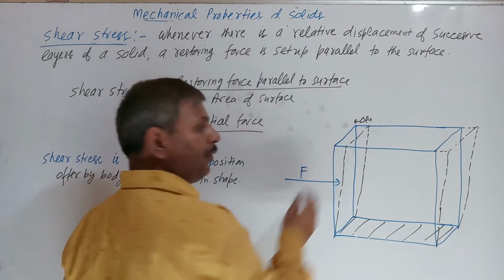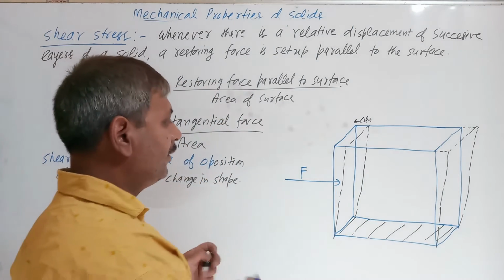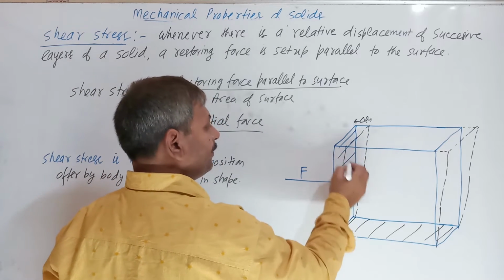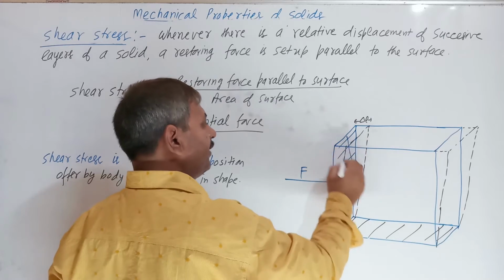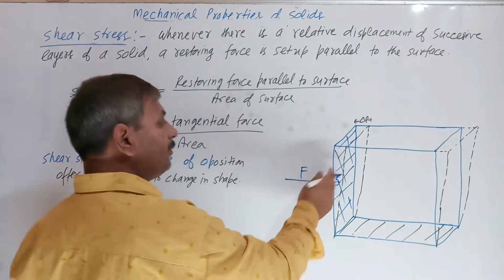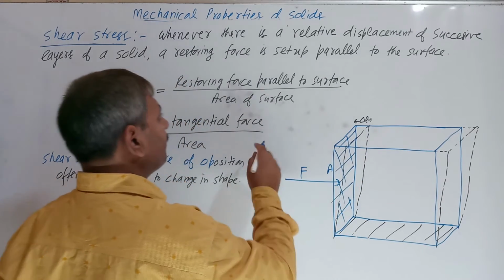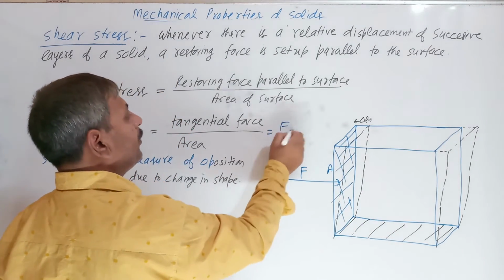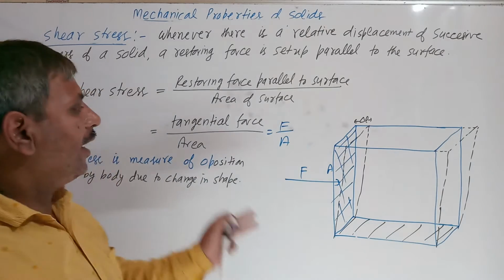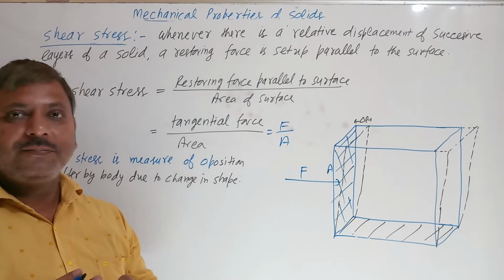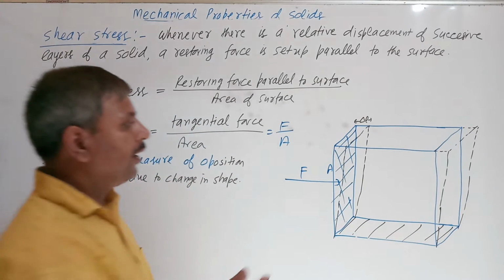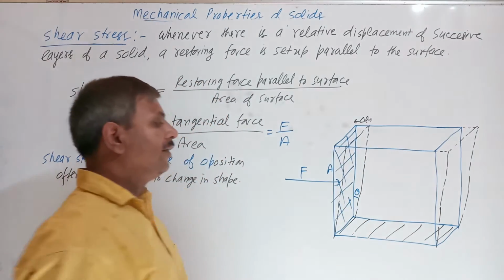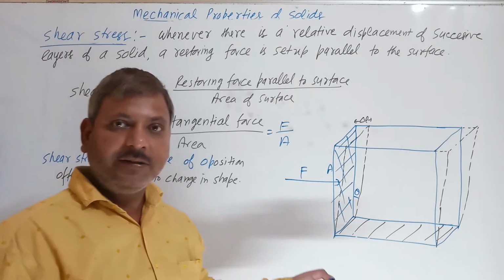I have applied force at this point. So this force per unit area, this is a tangential force, tangential to the surface. This force per unit area is known as shear stress. And after that we will also see that this displacement per unit length, that angle theta, is called shear strain.